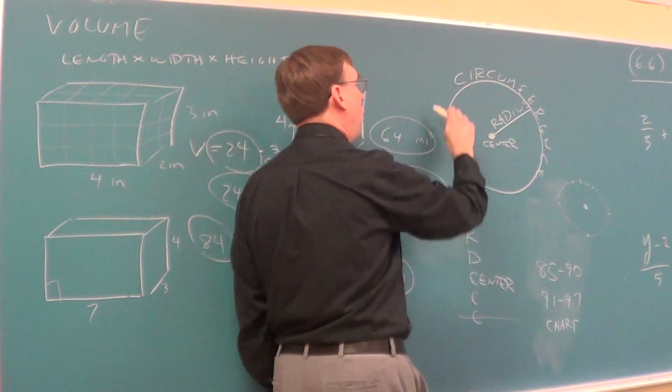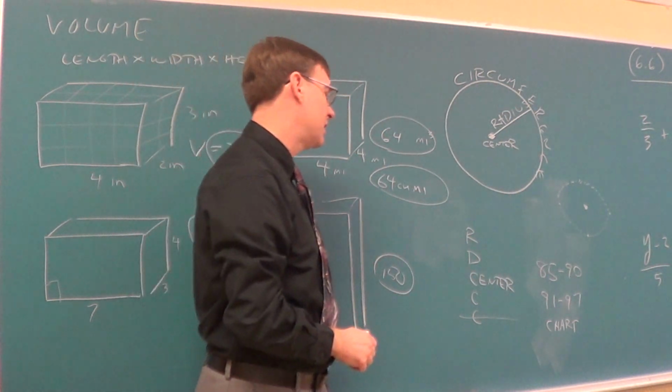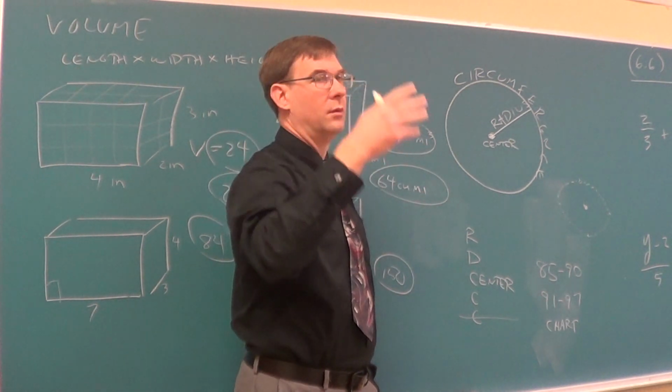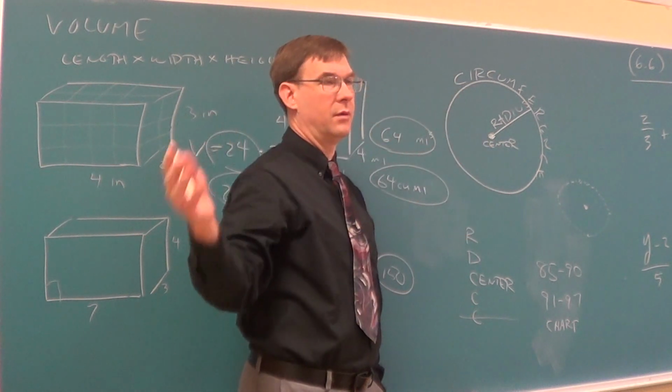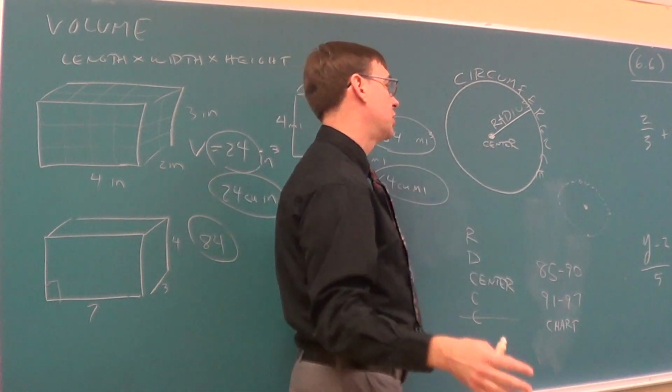C-I-R-C-U-M-F-E-R-E-N-C-E. If we go the whole way around the circle, that is called the circumference. It's just a circle fancy word for every other shape. What's it called when you go around it? What word is it? It's a P word. The perimeter. Perimeter goes around shapes.